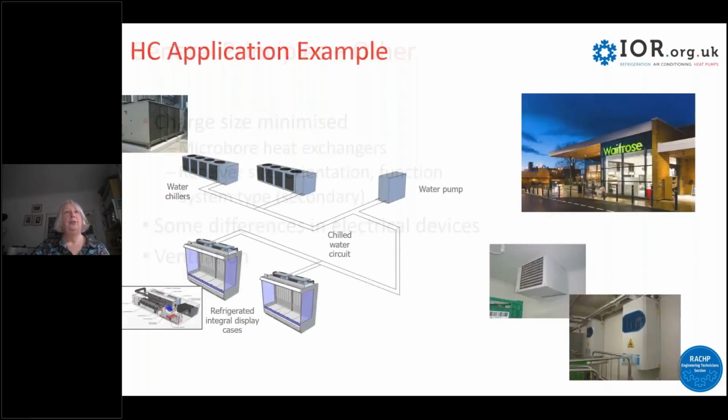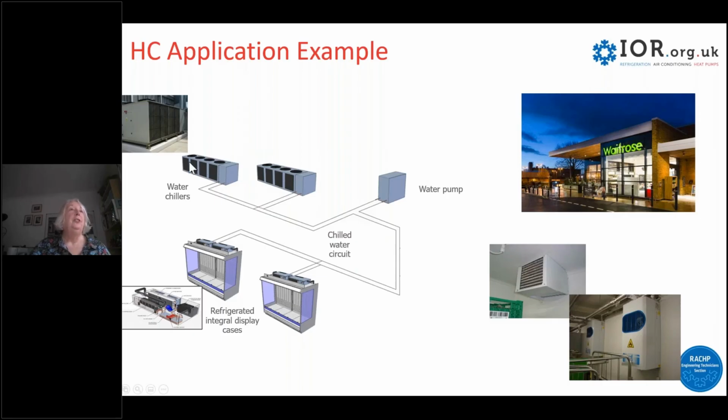So to give you some examples of hydrocarbon, one main example of an application of hydrocarbons in large supermarkets, this is a typical Waitrose supermarket where hydrocarbons are being used in integrals on the shop floor. Typically, the charge in each of these little condensing units here is about 1 kilogram, maybe less, and they are water cooled rather than air cooled. So chilled water is circulated around the shop floor to take the heat away from the water cooled condensers in these little condensing units. And then that water is chilled with externally mounted chillers.